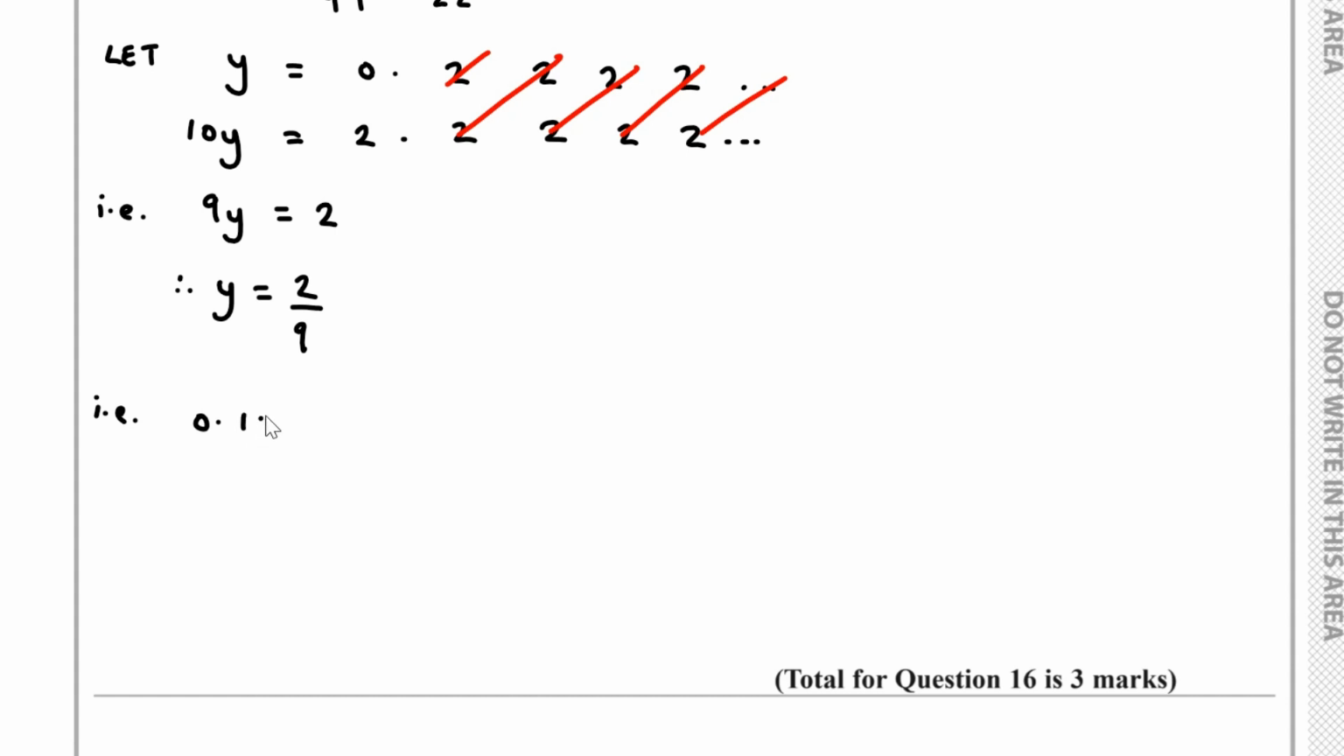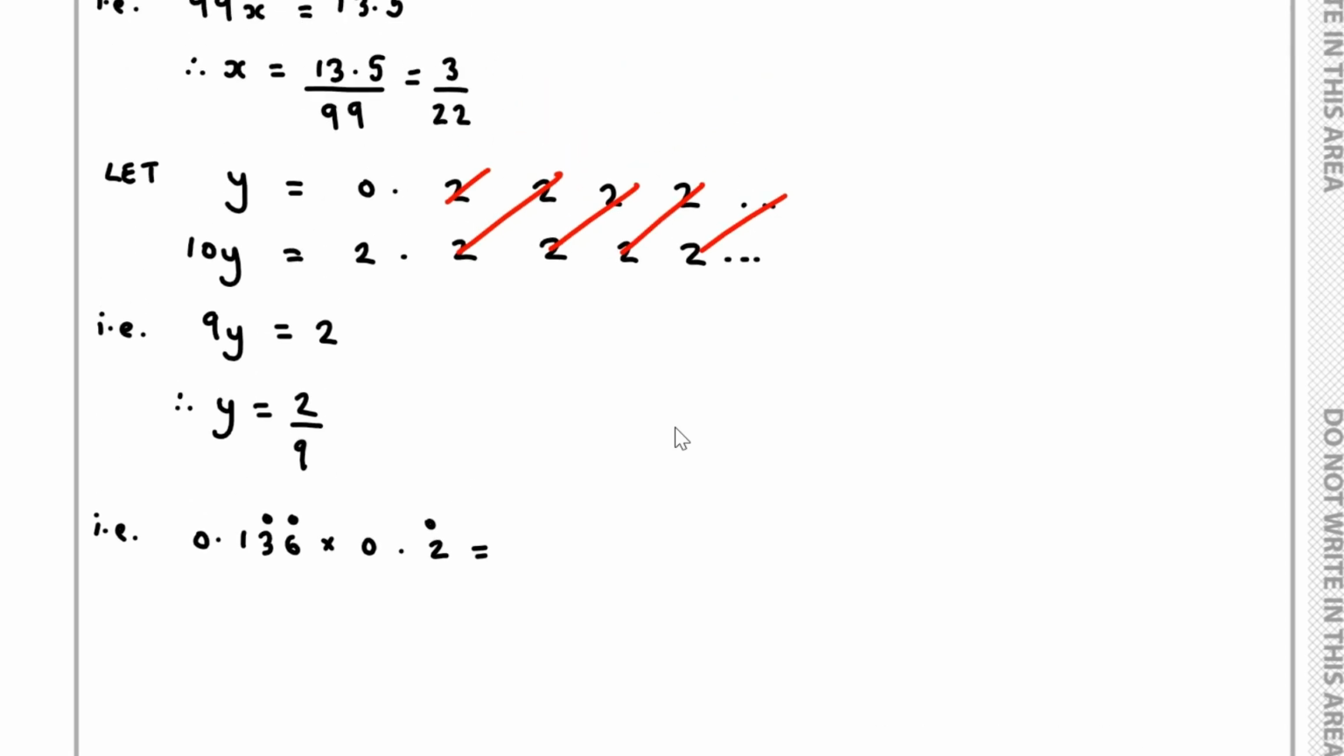And if we pay attention to what we want to show, we want to show that 0.136 recurring, where the 3 and the 6 are repeating, multiplied by 0.2, where the 2 here is recurring. We've got 3/22 multiplied by 2/9, and you'd find here we get 1/33, and that's exactly what we wanted.